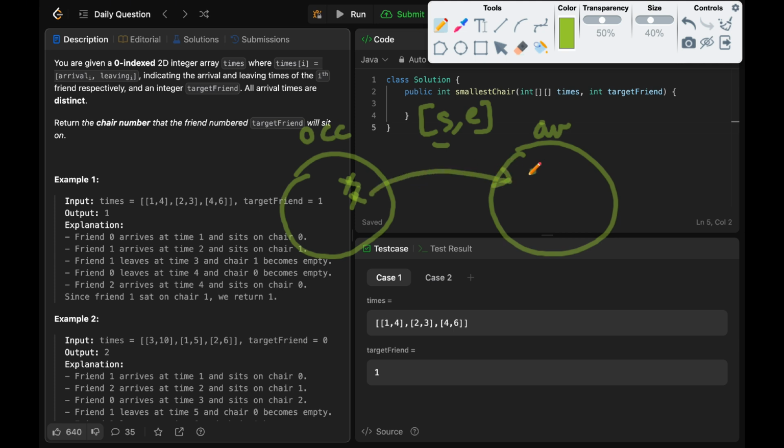And now we will pick up the smallest available chair for this friend and assign that chair to them. And if the current friend's arrival time is equal to the target friend's arrival time, then we will return the assigned chair number as our answer. We don't have to process all the times. So now let's jump into the code part.